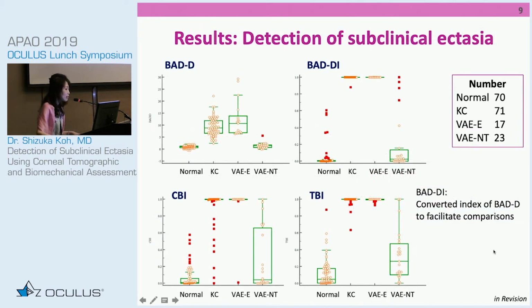Here is a comparison among the 4 groups: BAD-D, CBI and TBI. CBI and TBI are indicated from 0 to 1, so we converted BAD-D values to BAD-DI, an index from 0 to 1, so it is easier to compare. Obviously, keratoconic eyes and ectatic eyes of VAE show high values in BAD-DI, CBI and TBI. But if you look at the VAE with normal topography, you can see values here in BAD-DI, and in CBI you can see some variation. Compared with normal eyes, both CBI and TBI show wide variations.